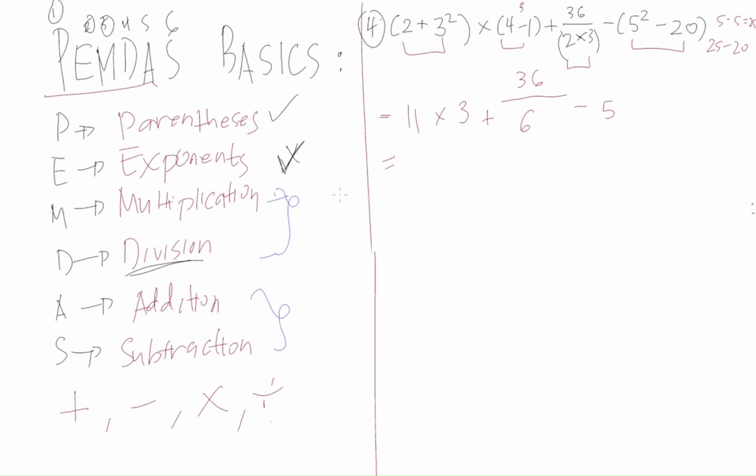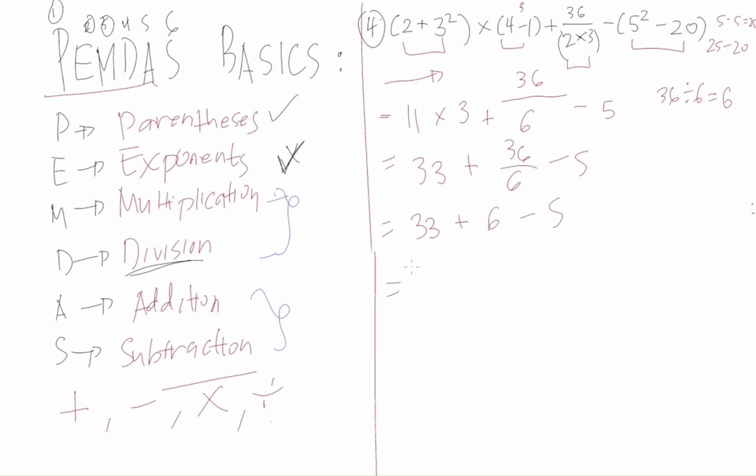Our rule states that we have to start with multiplication and division before we do subtraction. Since we have both division and multiplication here, we have to move from left to right, okay? From left to right. So 11 times 3, that is just 33. And then we're going to bring this down. This fraction is basically just 36 divided by 6, which is 6. So that would be 33 plus 6 minus 5.